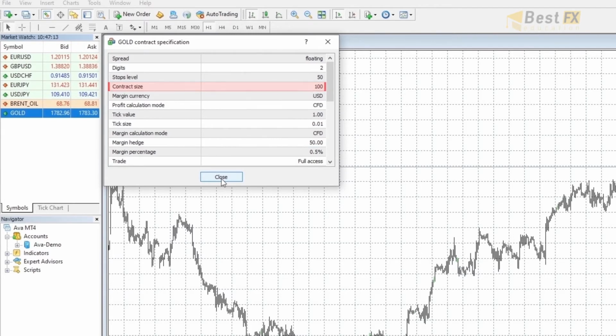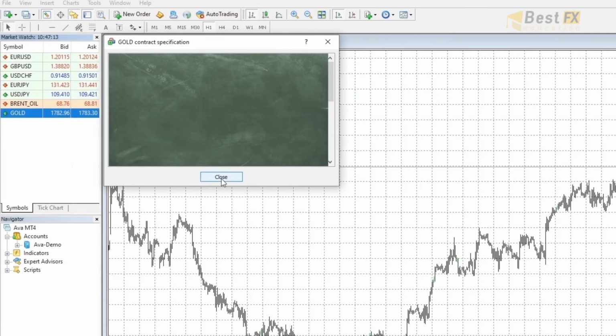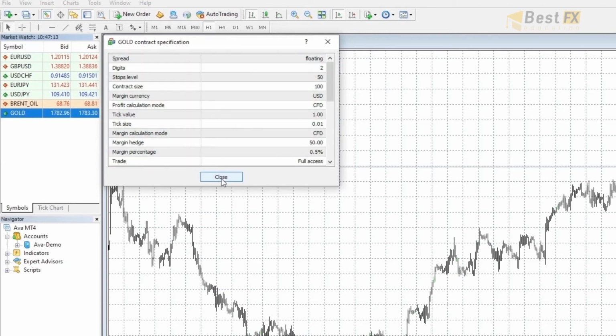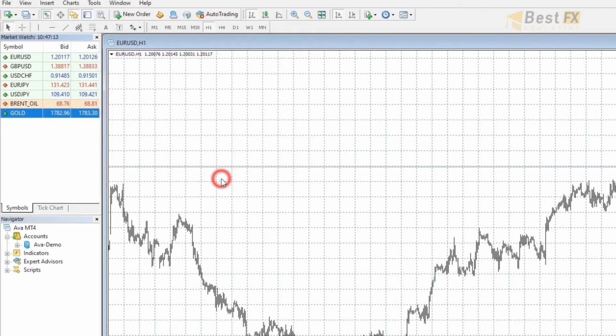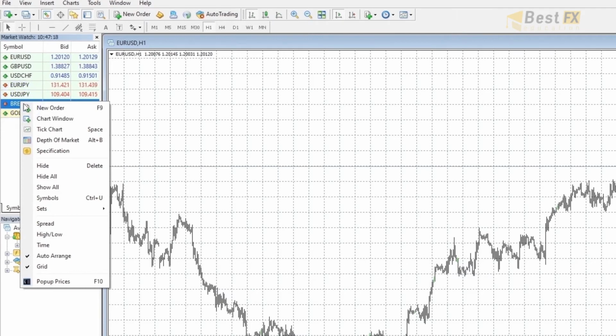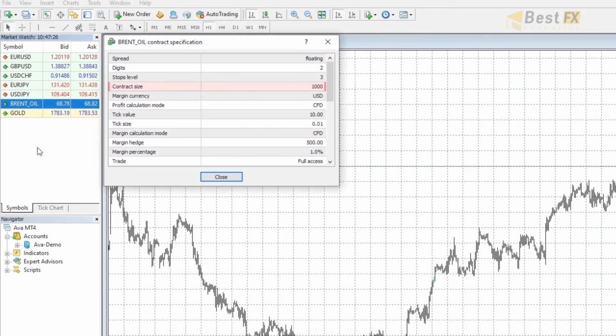Now we see that the price of an ounce of gold is 1,782 US dollars. So if we chose to invest 1 lot in gold, then we'll be investing 1,782 times 100, which amounts to 178,200 US dollars. Of course, there's no need to invest in that size. We can invest less by using leverage, but this subject will be discussed in the next lesson. Let's look at WTI. We can easily see that one lot amounts to 1,000 barrels.